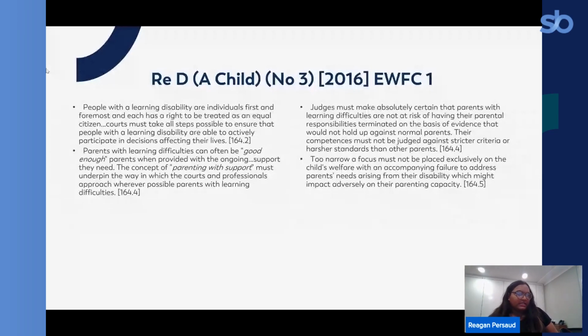Parents with learning difficulties can often be good enough parents. Remember, that is the standard we're going for, good enough. And the concept of parenting with support must underpin the way that the court and professionals approach these cases.